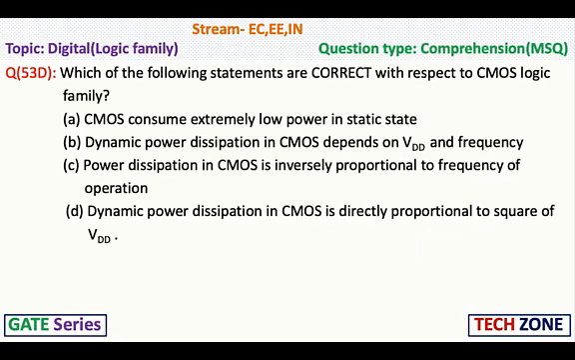Next, which of the following statements are correct with respect to the CMOS logic family? Option A, CMOS consumes extremely low power in the static state. Option B, dynamic power dissipation in CMOS depends on VDD and frequency. Option C, power dissipation in CMOS is inversely proportional to frequency of operation. Option D, dynamic power dissipation in CMOS is directly proportional to the square of VDD.